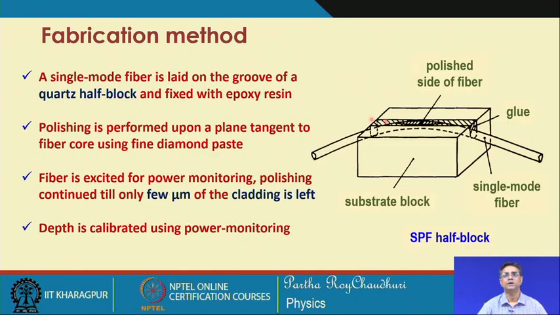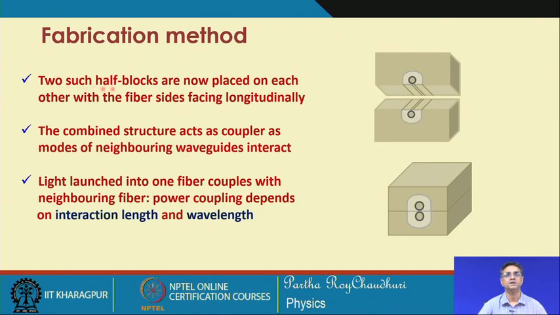Now, we have one such block which is called a side polished fiber hub block. So, the fiber is side polished, but it is mounted in a block. Two such hub blocks are now placed on top of each other like this. You have one hub block here, you have another hub block here, both of them contain fiber, and then you place them like this. This is a very clear picture to understand how these two fibers are laid side by side, and when they are laid, then you can put some resin and mount them.